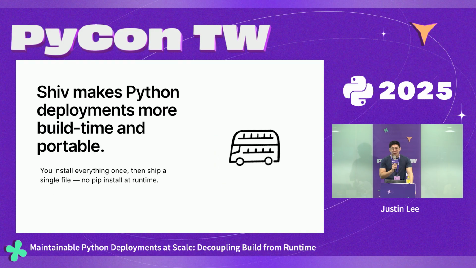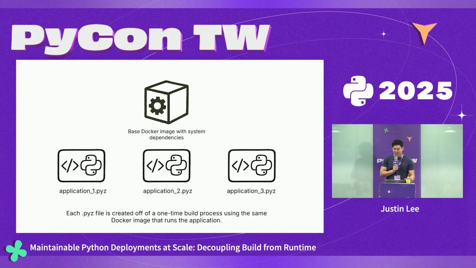Okay, now because we have a process to generate your Python application and dependencies into a single file, you have a distinct build process for Python applications. So let's see what this would look like at a high level. Okay, so here's a high-level overview.